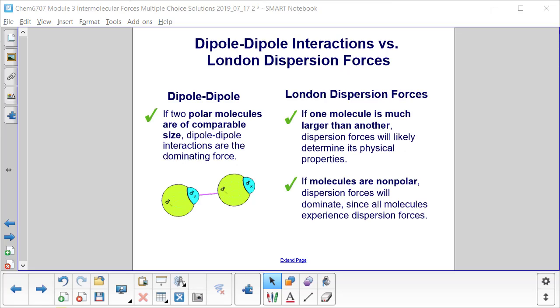All right, let's compare and contrast those dipole-dipole interactions with London dispersion forces. If one molecule is much larger than another, dispersion forces will likely determine its physical properties. If molecules are nonpolar, dispersion forces will dominate since all molecules experience those dispersion forces. However, if two polar molecules are of comparable size, the dipole-dipole interactions will be the dominating force.